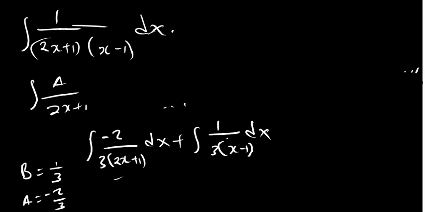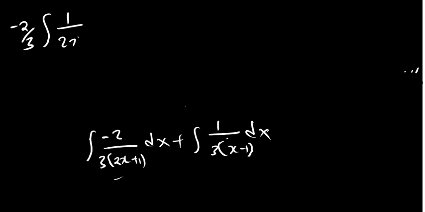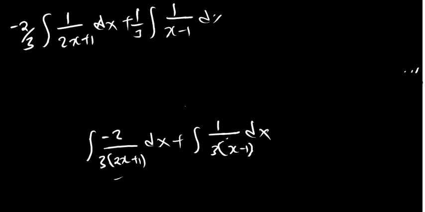Now from there we can resolve this. We can shift these two constants outside. So I'm going to have negative 2 over 3 outside, the integral of 1 over 2x plus 1 dx. Then plus the integral, I can shift 1 over 3 outside, then 1 over x minus 1 dx. Okay, cool.